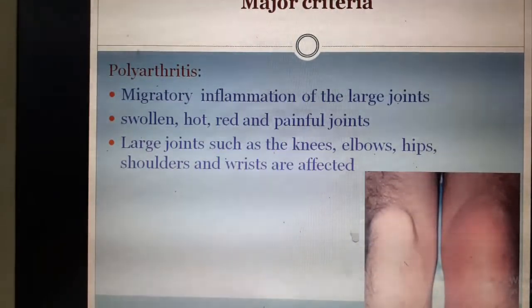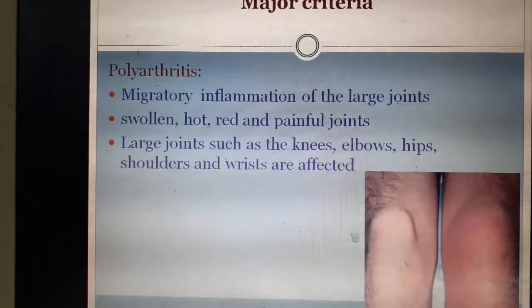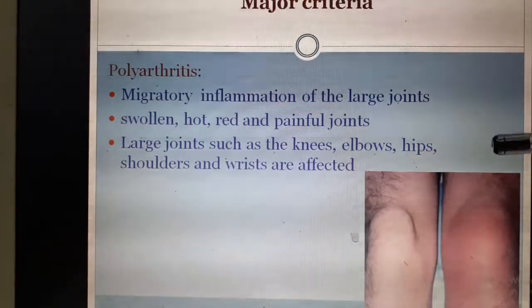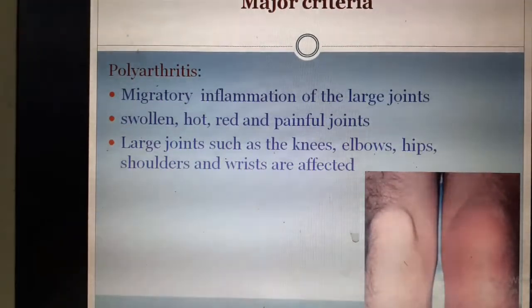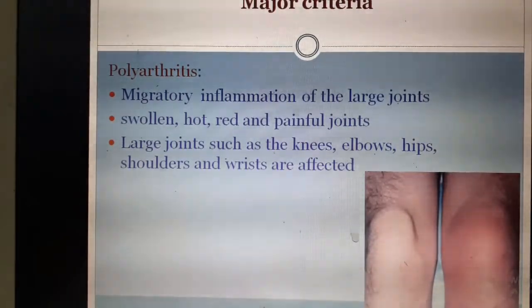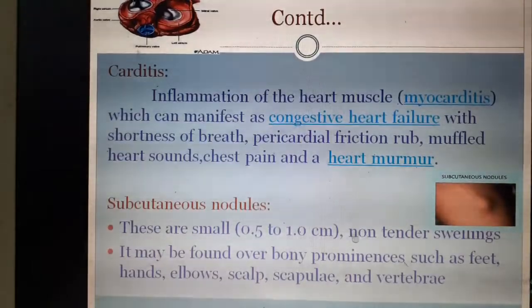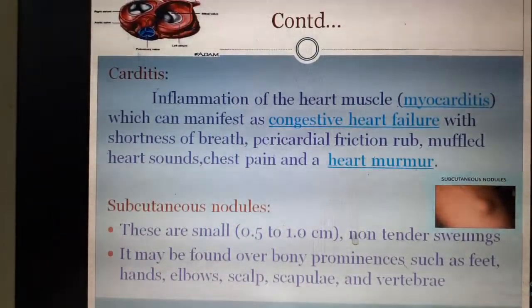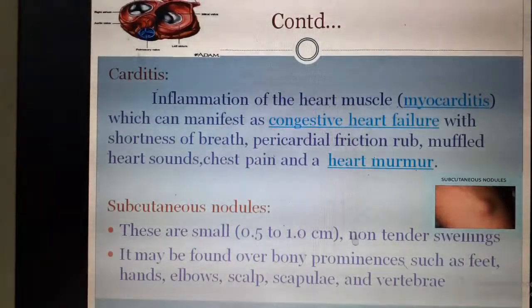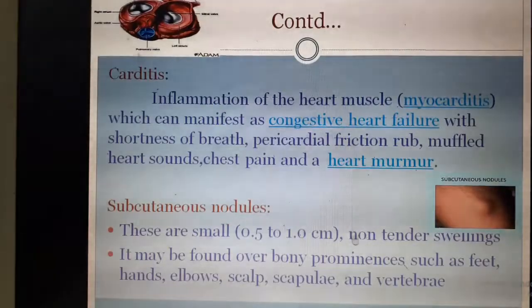Migratory means that maybe in the first week they can have pain over the knee, maybe by the second or third day they will have pain over the elbows, and then it can come down to the hip. It keeps changing and migrating, which is called migratory inflammation. The second one is carditis, that is inflammation of the heart muscle. As you can see in the picture here, it is called myocarditis. They can also manifest with congestive cardiac failure, with shortness of breath.